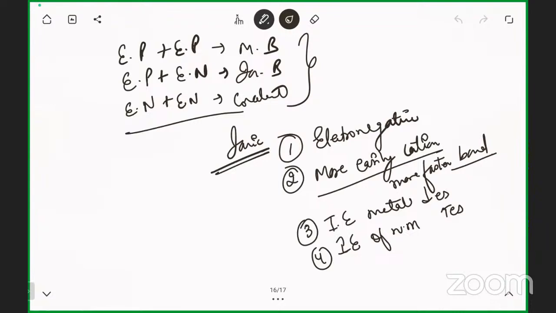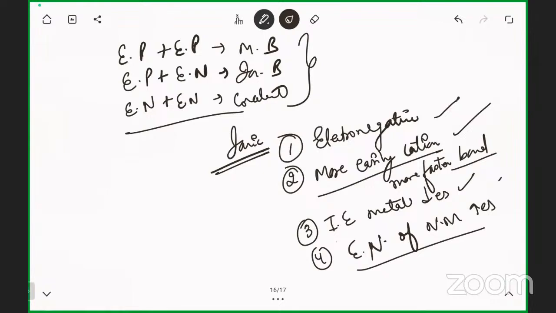Okay, so remember this: electronegativity difference, the more easily the cation forms, the faster will be the bond formation. The ionization energy of the metal must be less, and the ionization energy of the non-metal must be more, so that they can easily attract the electrons. Or you can say the electronegativity of the non-metal must be more.